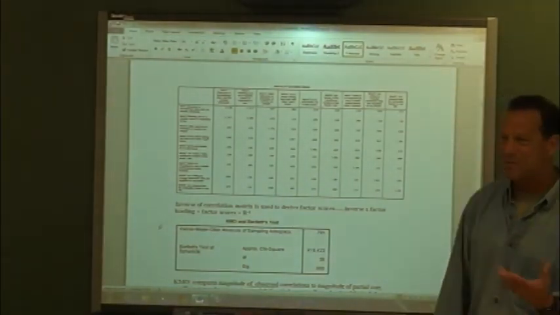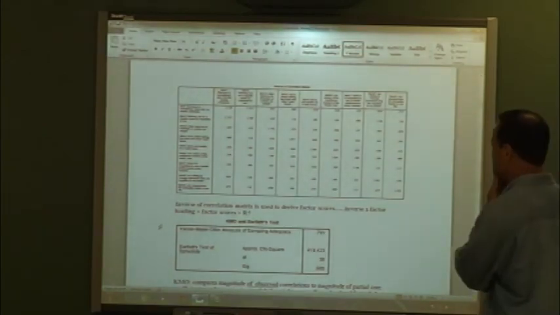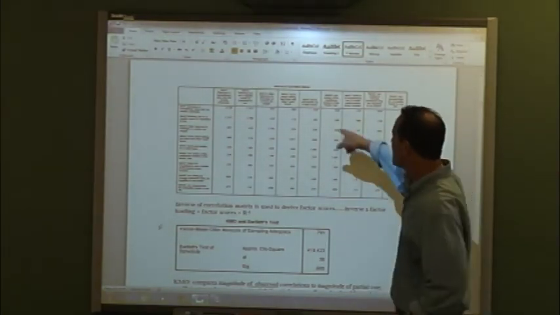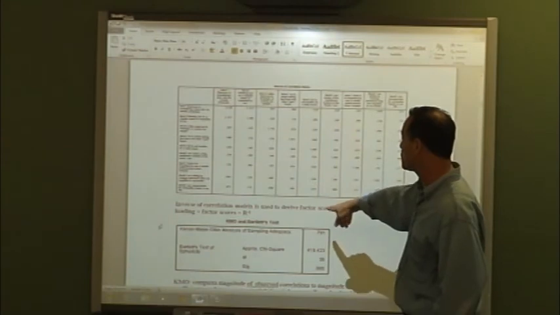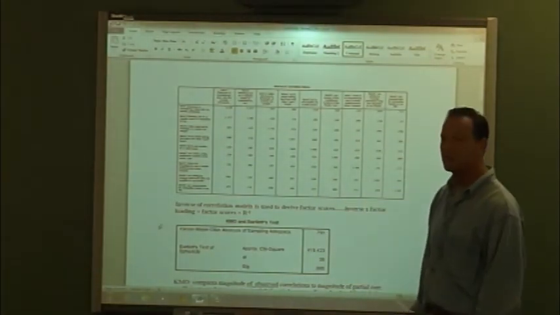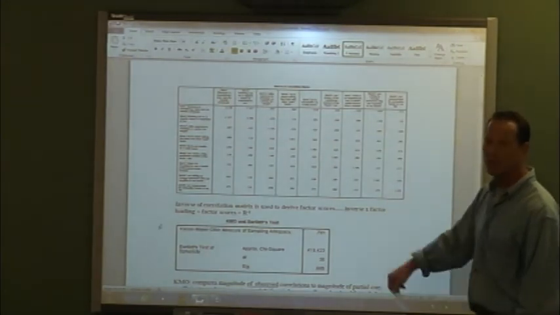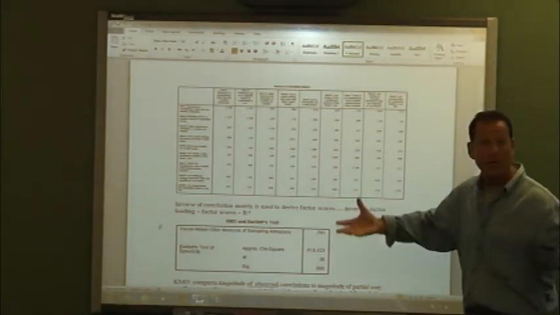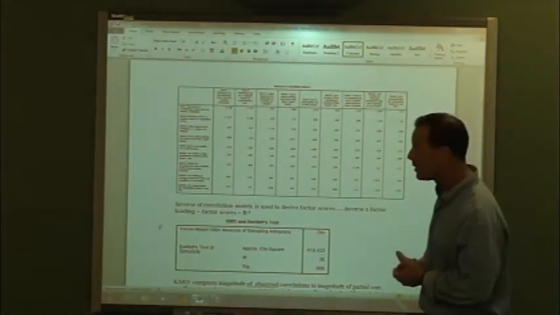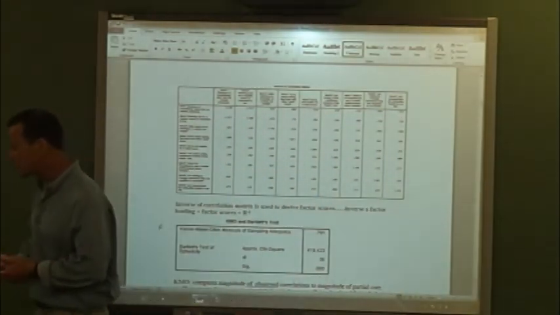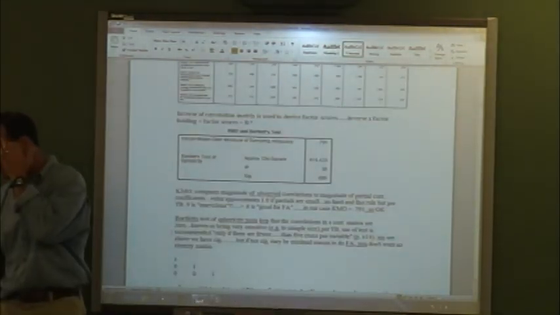It's amazing they were doing this stuff by hand, though computers do it now. This is the inverse correlation matrix, which is used to derive what are called factor scores. Soon you're going to see that the inverse times a factor loading is a factor score, a variable that can be used as a predictor. I don't use factor scores much, but I'll show you what they are soon.